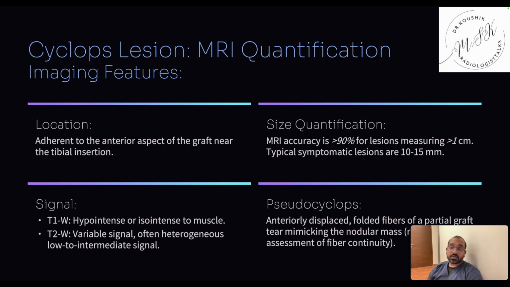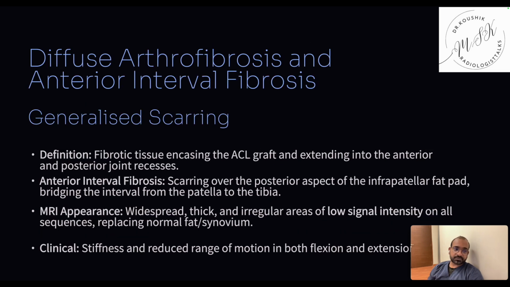What is a pseudocyclops lesion? Because of graft tear at the tibial tunnel, these fibers are torn and appear to form a nodular mass and mimic a cyclops lesion. How can you decide whether it is a cyclops lesion or a pseudocyclops lesion? If there is no partial graft tear, that should be a cyclops lesion. If there is a partial graft tear and these fibers are spilling anteriorly and mimicking that, that is a pseudocyclops lesion.